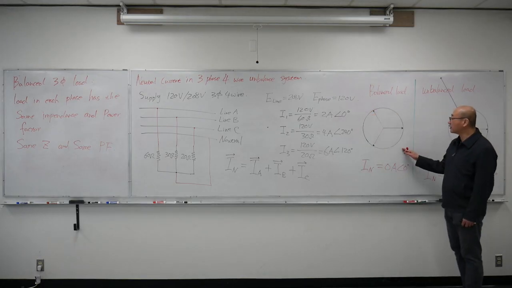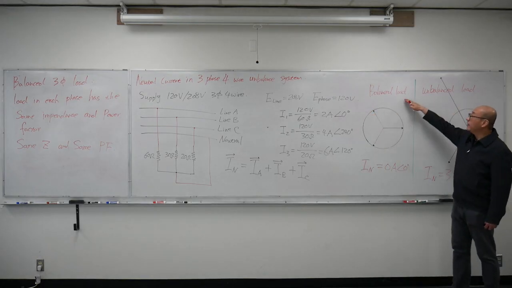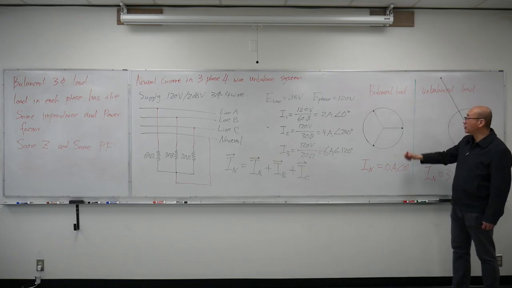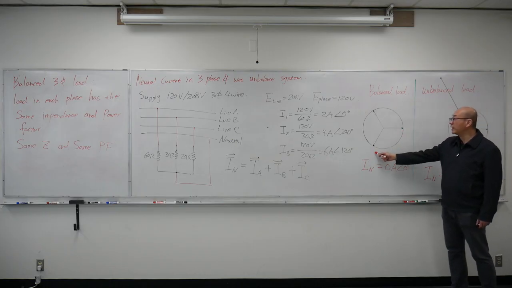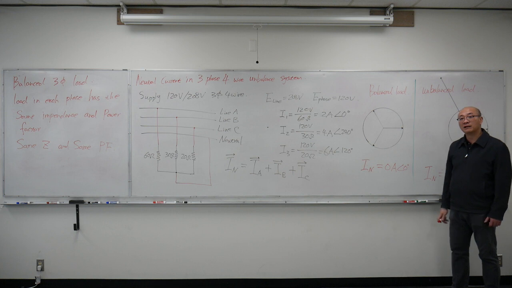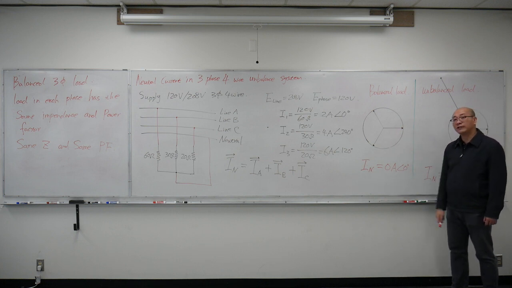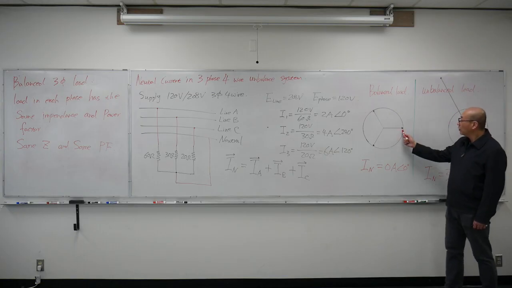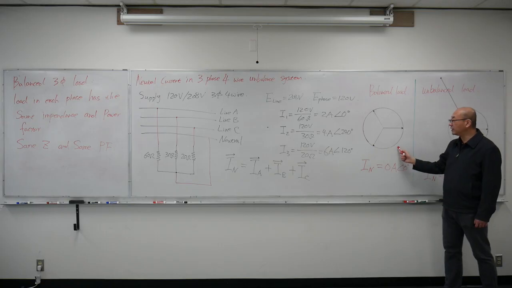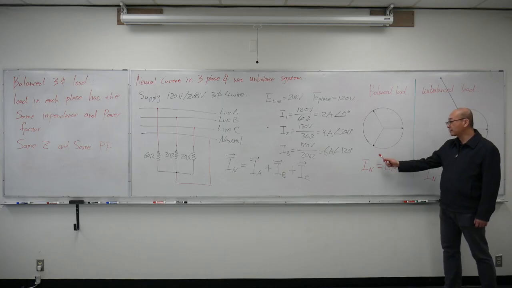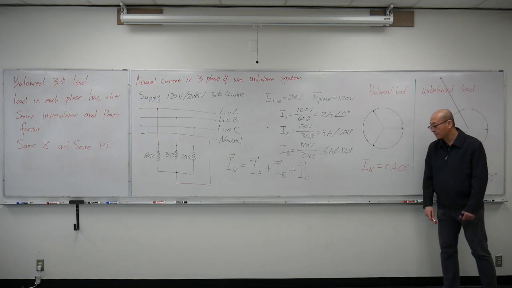I have a circle drawn down here. If I have a balanced load, which means all three currents are going to be the same because they have the same impedance and same power factor, they're going to be 120 degrees apart. So when those three have equal length, I draw a circle around them, and I can see they are touching the edge of the circle. In this case, my neutral current is going to be equal to 0 amps.